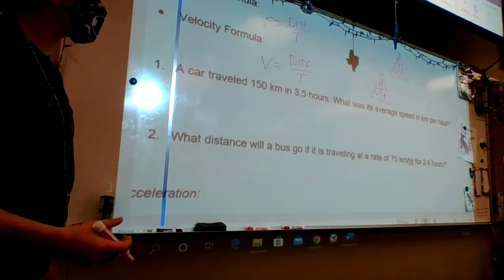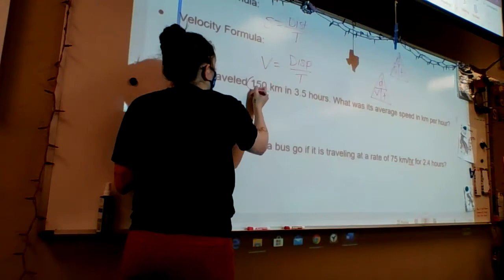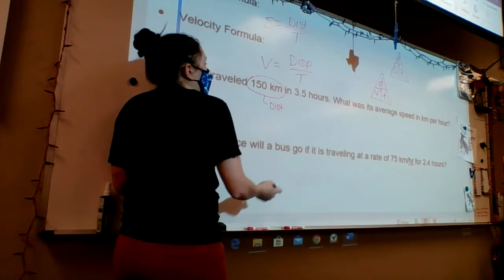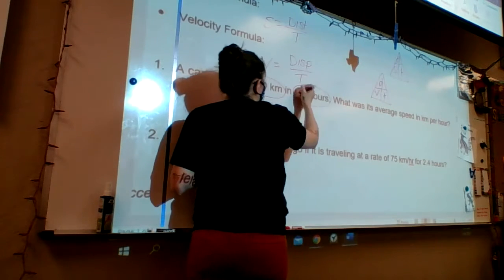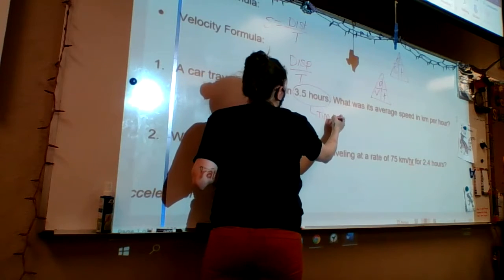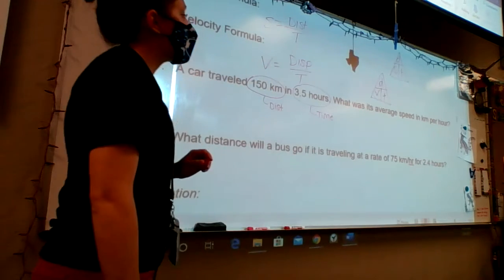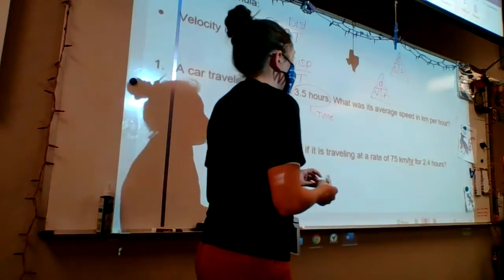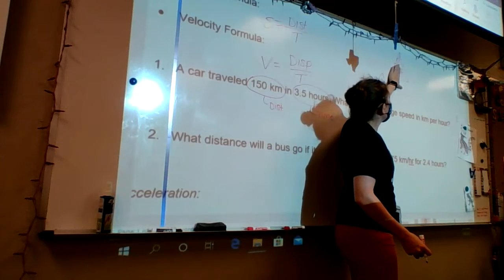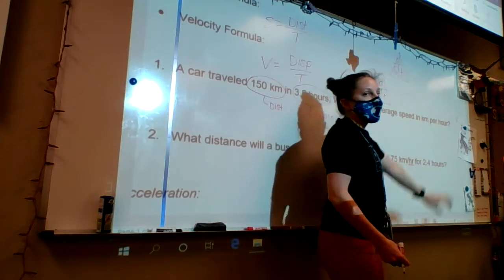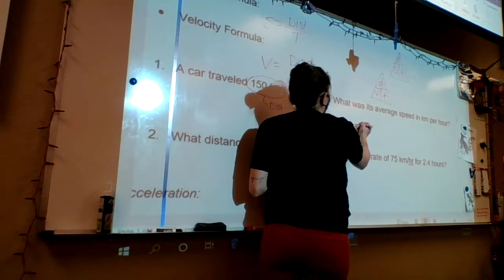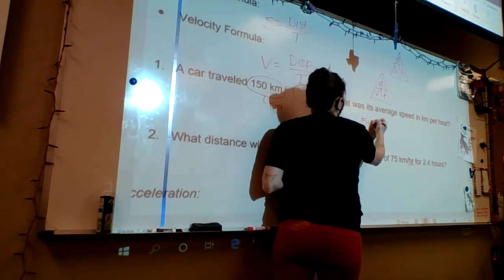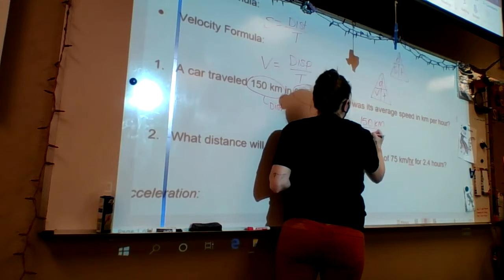Okay, so let's work two of these problems using our triangle. Our car traveled 150 kilometers. What kind of variable is this? Distance. In 3.5 hours. What kind of variable is that? Time. What was its average speed in kilometers per hour? So I'm looking for speed, okay? I'm looking for S. What am I going to do with D and T? You're going to divide them. I'm going to divide, okay? So to find the average speed, I'm going to do distance, which is 150 kilometers, divided by time, which was 3.5 hours.